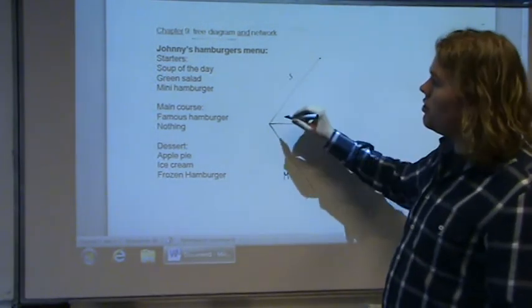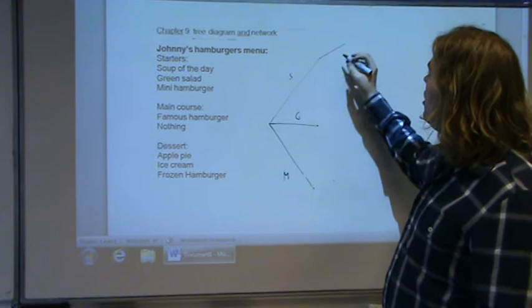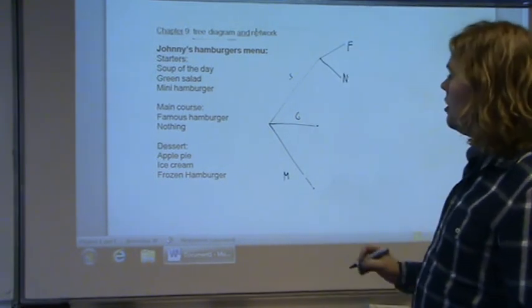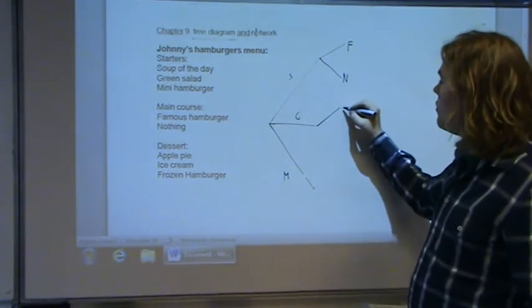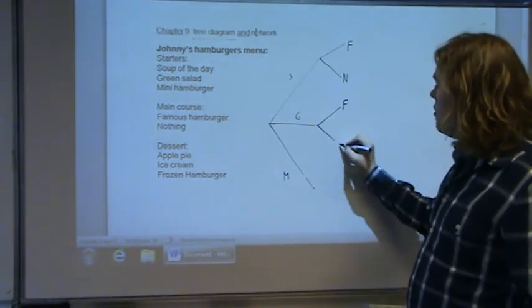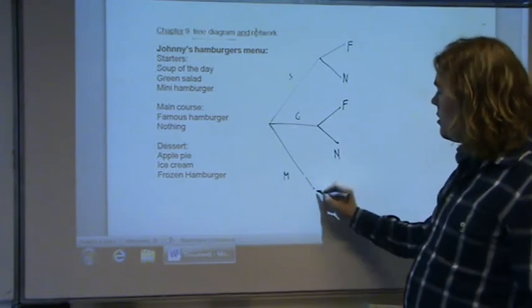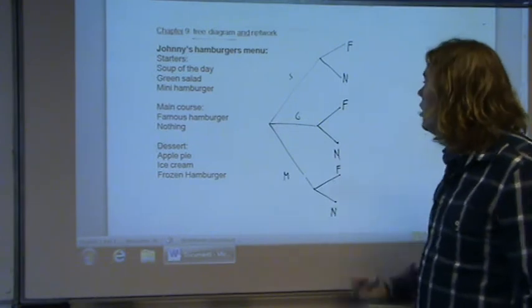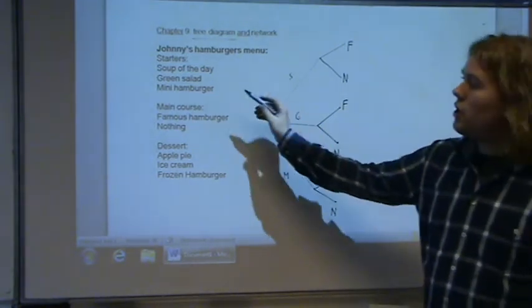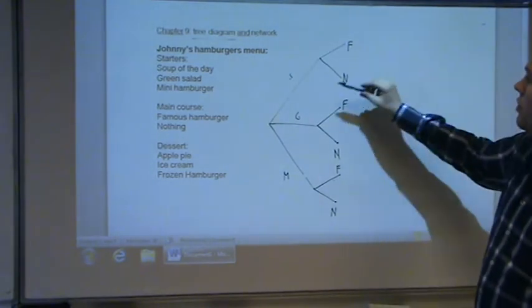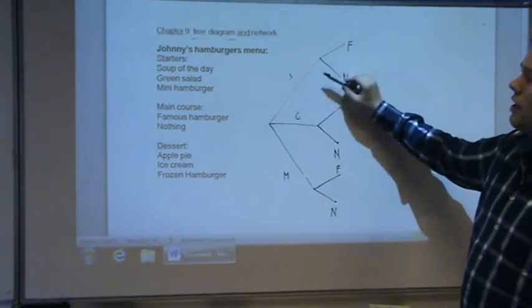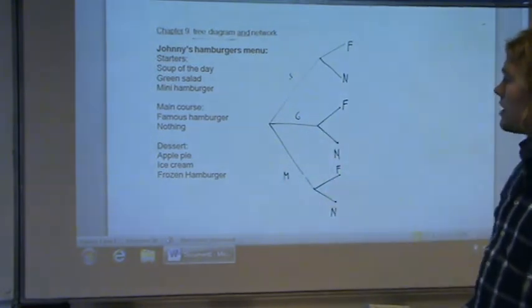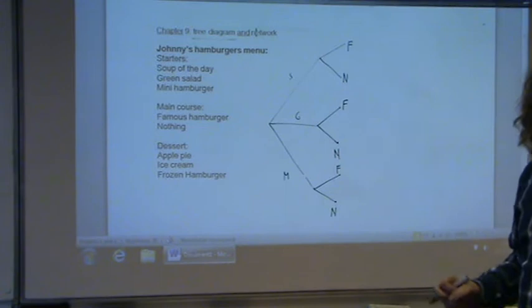So when you're here, you've chosen the soup of the day. You can now choose the famous hamburger or nothing. When you chose the green salad, you can now choose the famous hamburger or nothing. And when you're here, you can choose famous hamburger or nothing. So as you can see, if you only have starters and main course, there are now 6 possibilities. You can choose a soup of the day and a famous hamburger, or this one. So 1, 2, 3, 4, 5, 6 possibilities there are to eat there.